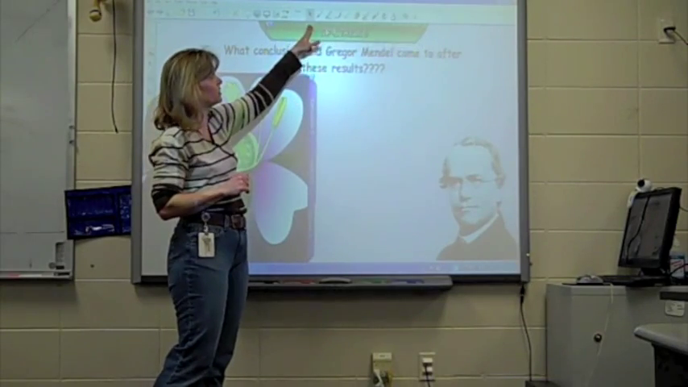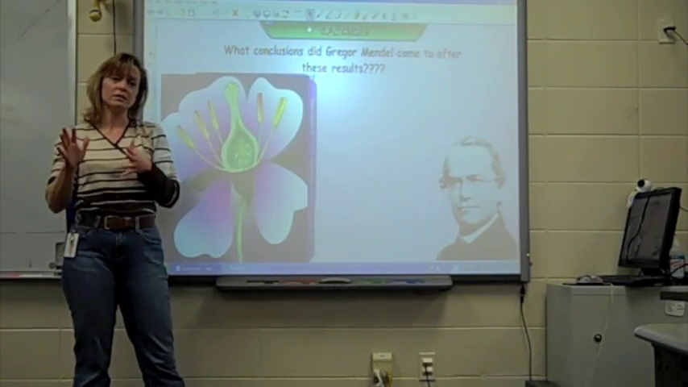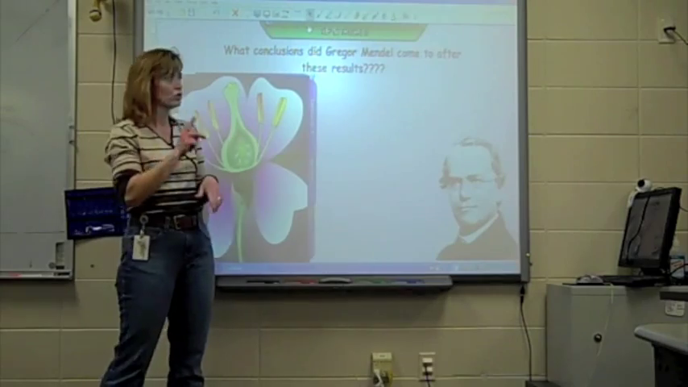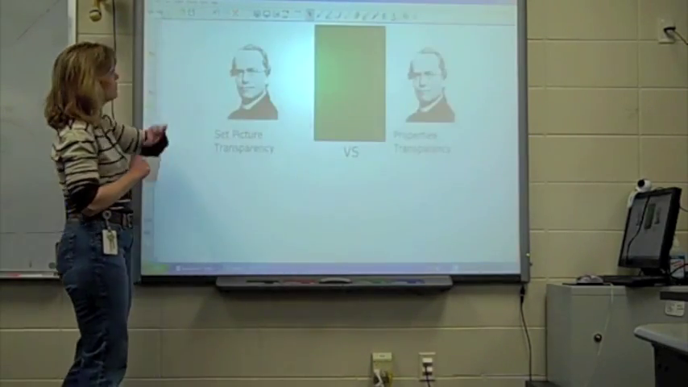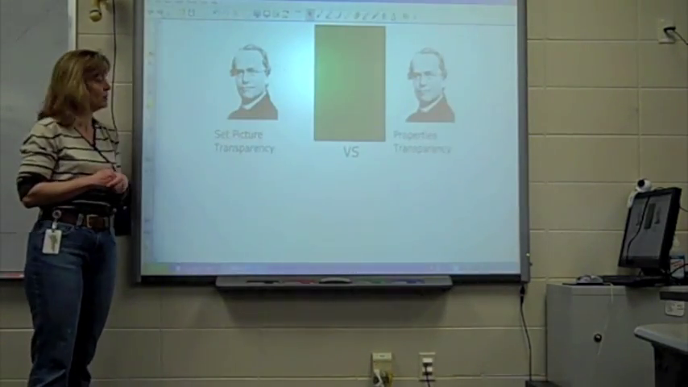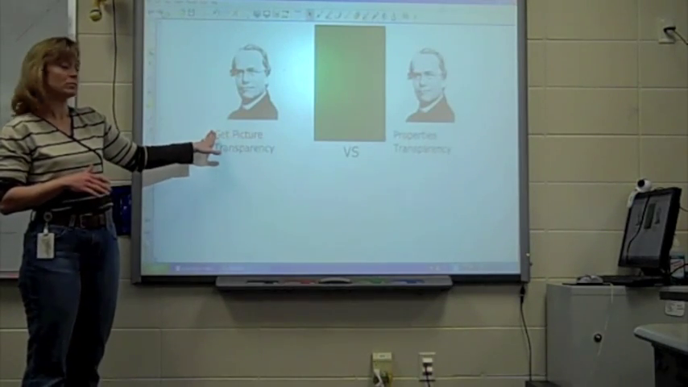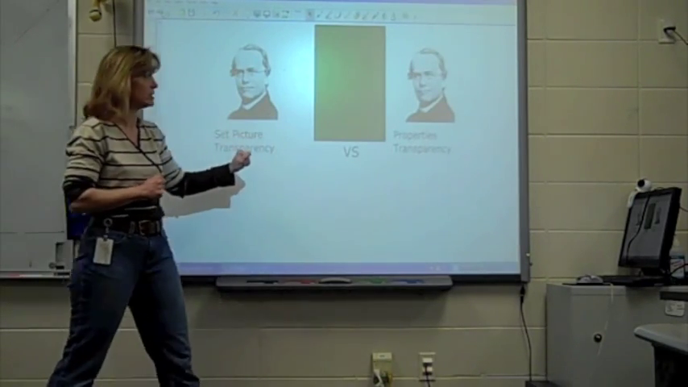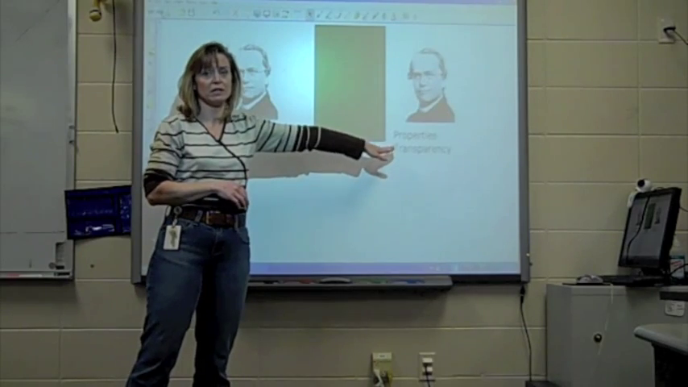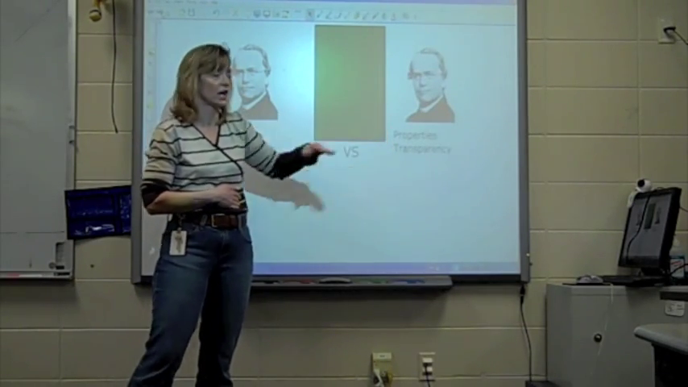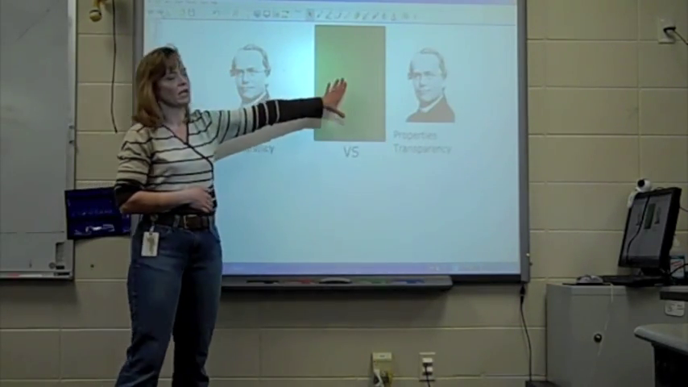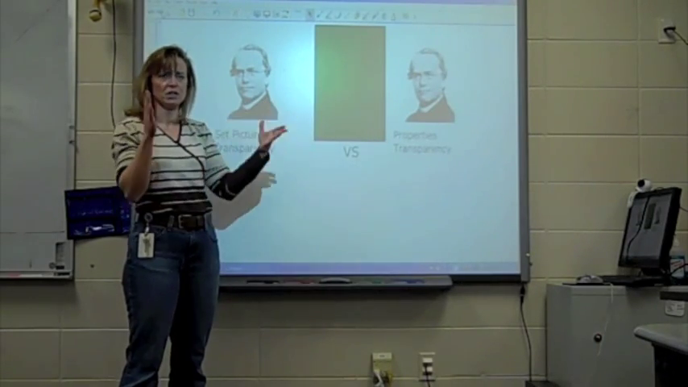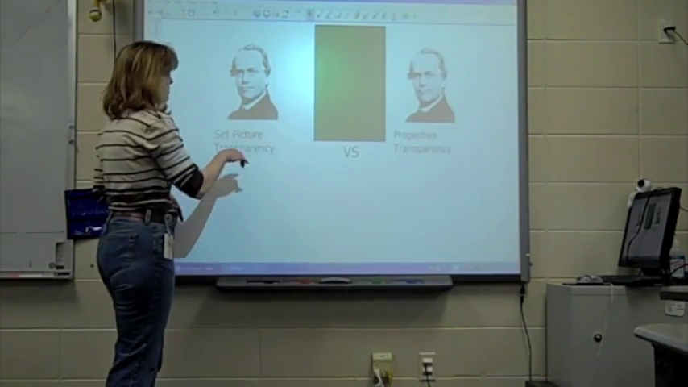Now, this particular tip or trick sometimes is confused with 2 kinds of transparency that are available. So I'm going to help you to understand the difference between setting the picture transparency and the transparency that's available within the properties of an object. So I put a green box here to help you see the difference in what these things might look like.